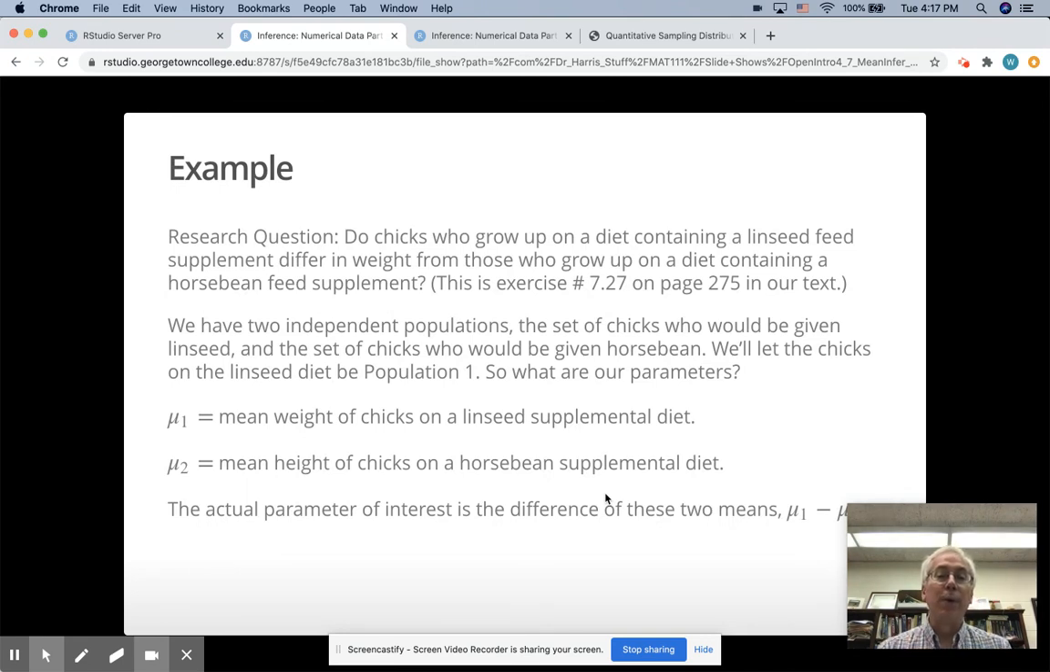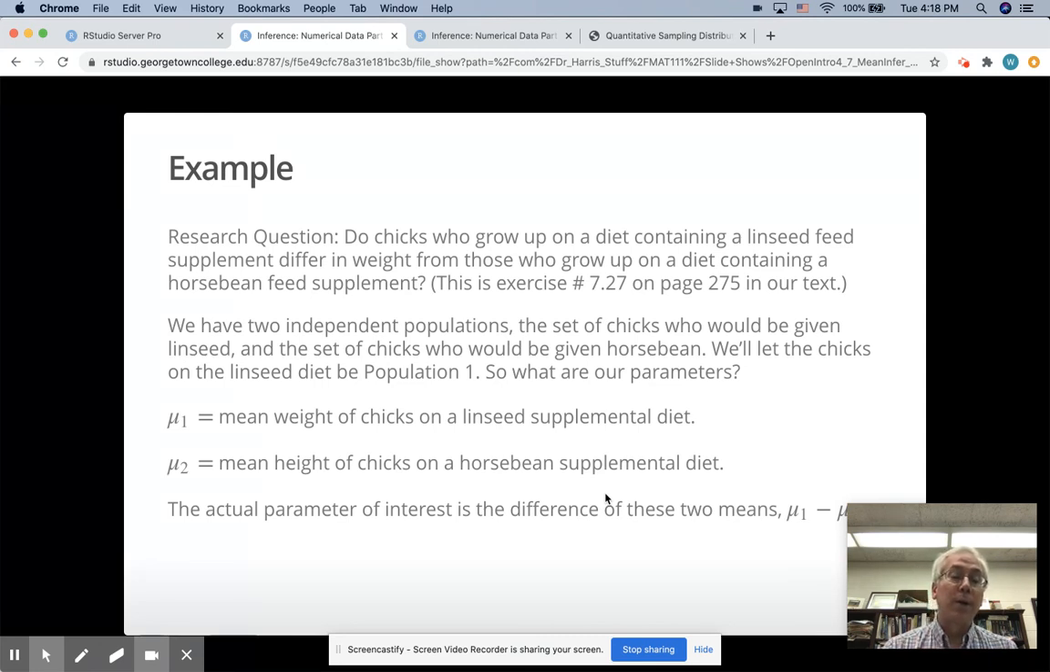So here's our example for the difference of means. Do baby chicks who grow up on a diet containing a linseed feed supplement differ in weight from those who grow up on a horse bean feed supplement diet? I'll just note at this moment that this is an exercise in our text, 7.27, page 275. We have two separate populations, two independent populations: the set of all chicks who might possibly grow up on a linseed diet, and all chicks who might possibly grow up on a horse bean diet. We're going to take the linseed diet chicks to be population 1. The horse bean chicks will be population 2.